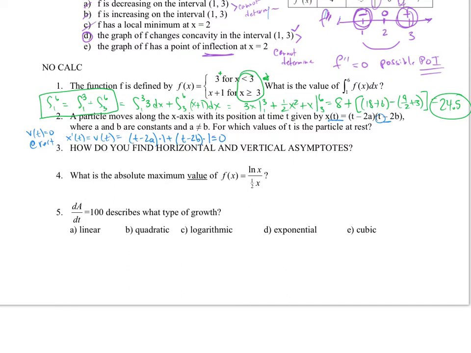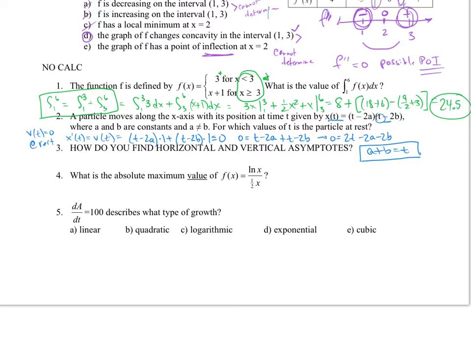So solving this, I'll end up with 0 equaling t minus 2a plus t minus 2b. So 0 equals 2t minus 2a minus 2b. So a plus b is what my t is. So that is when the particle will be at rest, when a plus b is equal to t.